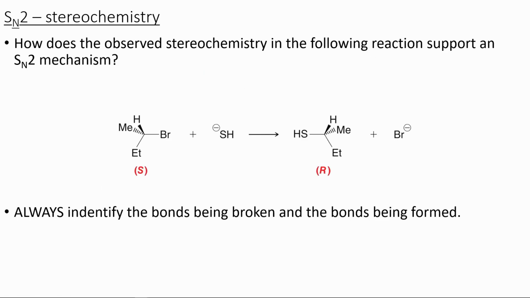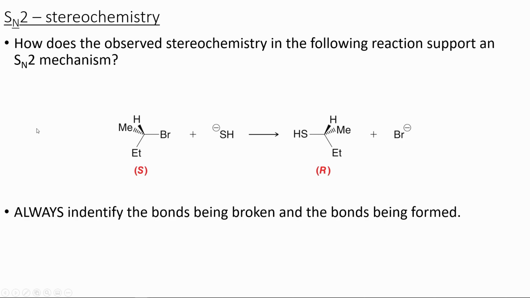So how does the observed stereochemistry in the following reactions support an SN2 mechanism? One of the parts of this reaction that we want to look at: we have the leaving group, carbon-bromine, and we're going to form a new bond with the sulfur here. And notice that the bond being formed is on the opposite side of the bond being broken. And this is because we're going to have a backside attack of the nucleophile to the leaving group.